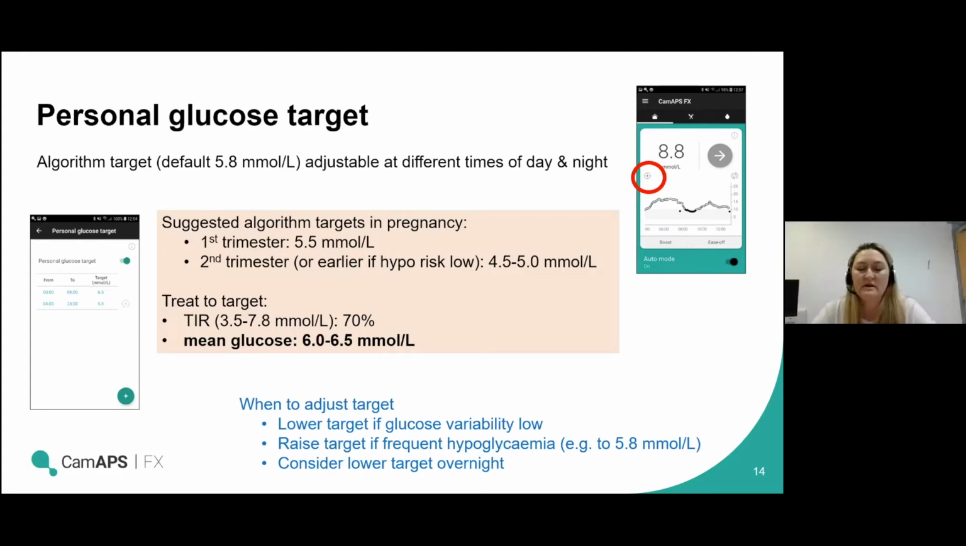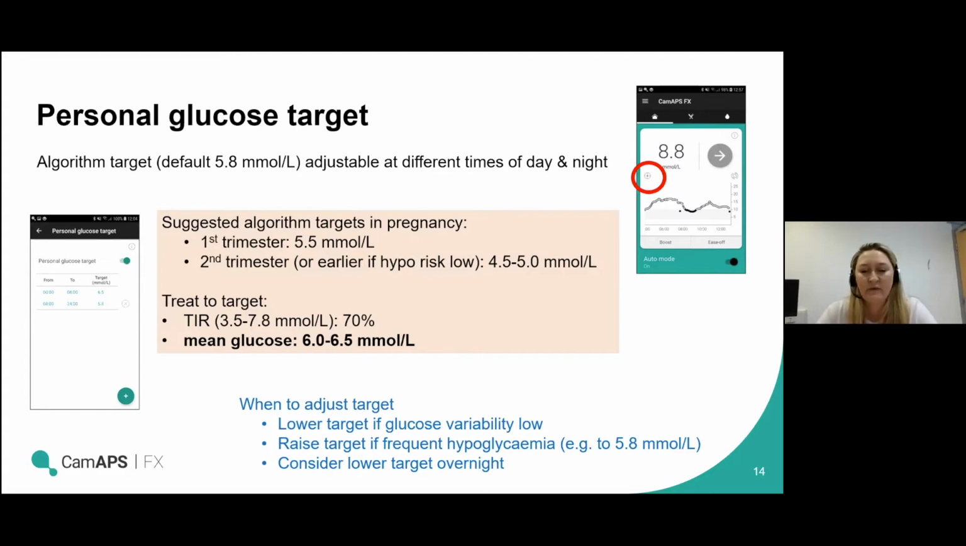So you might want to consider adjusting the targets and especially lowering them if the glucose variability is low, like I say, overnight, aiming for the slightly lower level of 4.5. If someone's having a run of episodes of hypoglycemia, particularly early on, it's worth raising the target slightly, but only slightly, to 5.8 is fine, and not leaving it there for weeks on end, just for a few days.